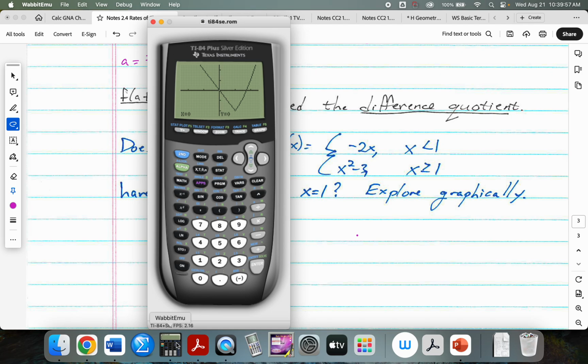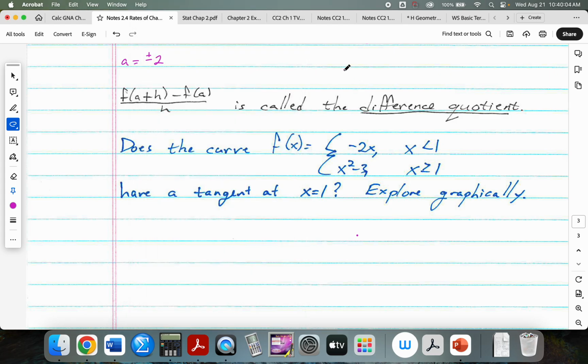Keep looking at the wrong schedule. 10:50. 10:50? Oh, we have lots of time. Okay, let's do this then.